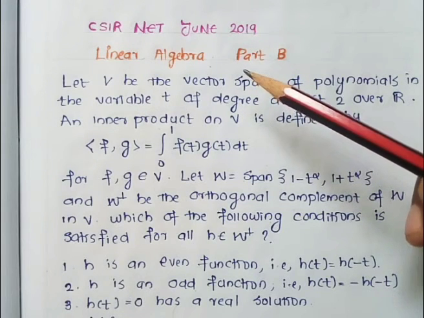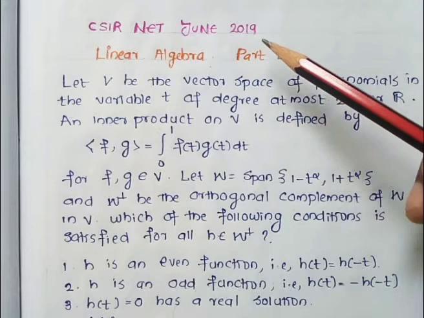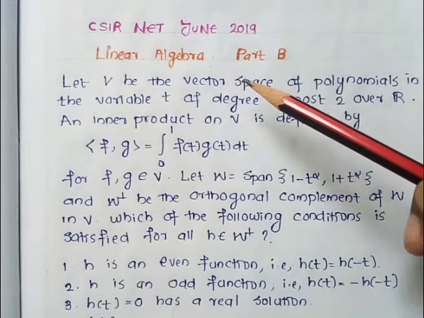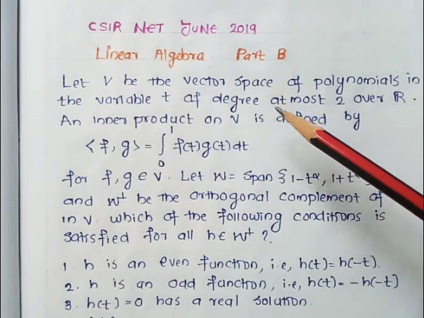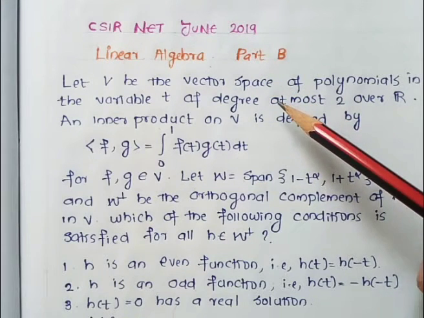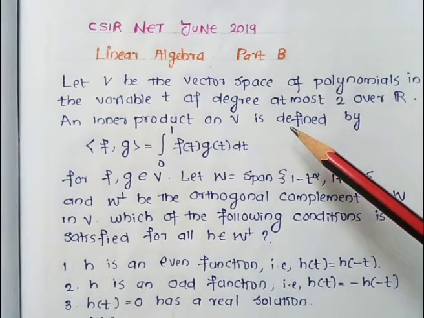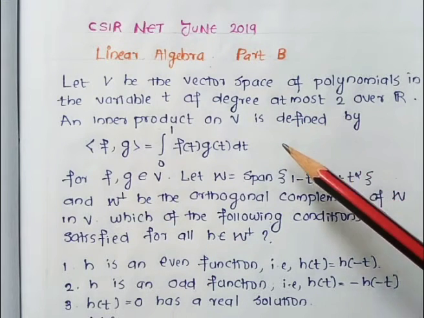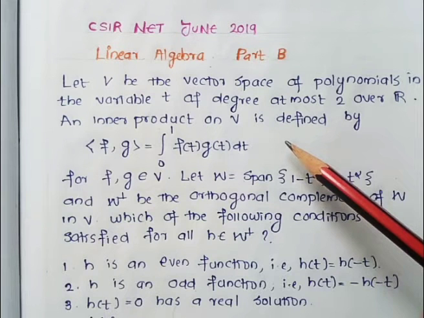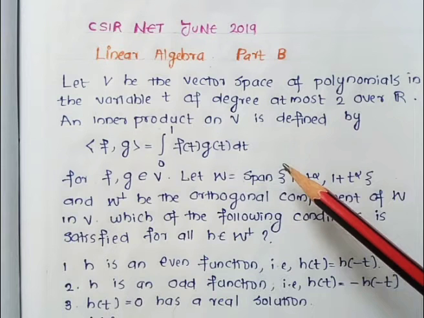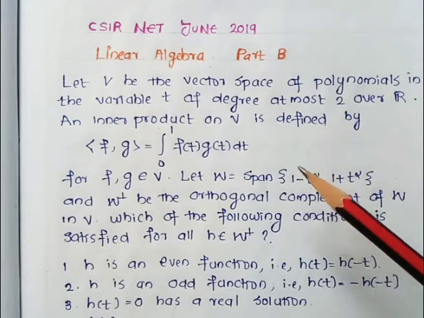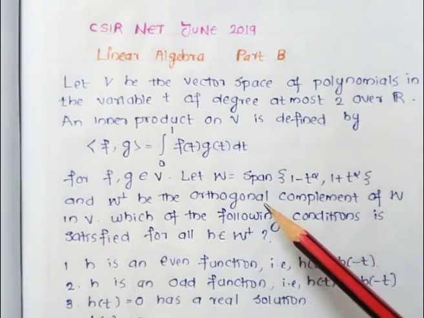Today I am discussing CSIR NET questions, June 2019. Topic: Linear Algebra. It's a Part B question. Question: Let V be the vector space of polynomials in the variable t of degree at most 2 over R. An inner product on V is defined by inner product f comma g is equal to integral 0 to 1 f of t into g of t dt, for f comma g belongs to V.